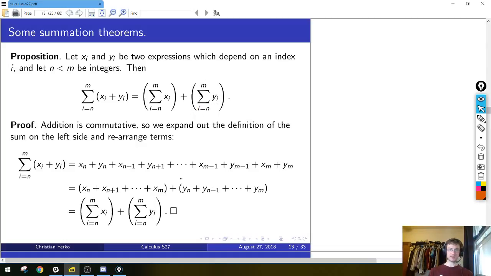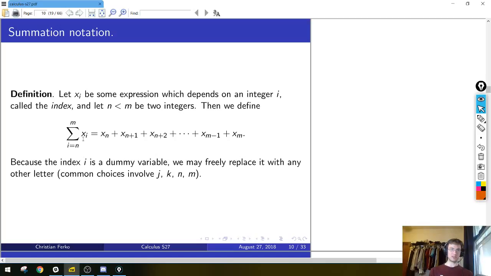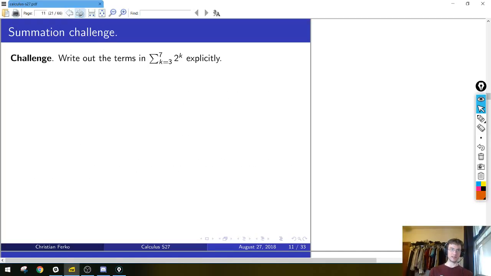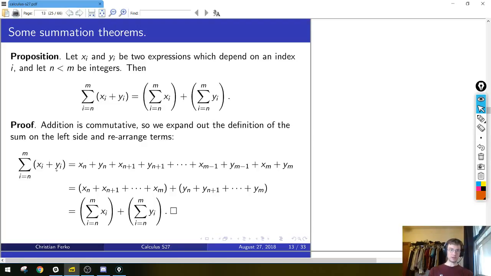Why is that true? Well, hopefully it's almost painfully obvious. You can add things in whatever order you like. Addition is commutative. So if you start with the left side and expand out this sum just using the definition on the previous slide, the definition just means add up all of the things from the lower bound to the upper bound. If you do that, we start at n, so xn plus yn plus xn plus 1 plus yn plus 1, blah, blah, blah, up to xm minus 1, ym minus 1, xm, ym. So that's the definition of the sum.